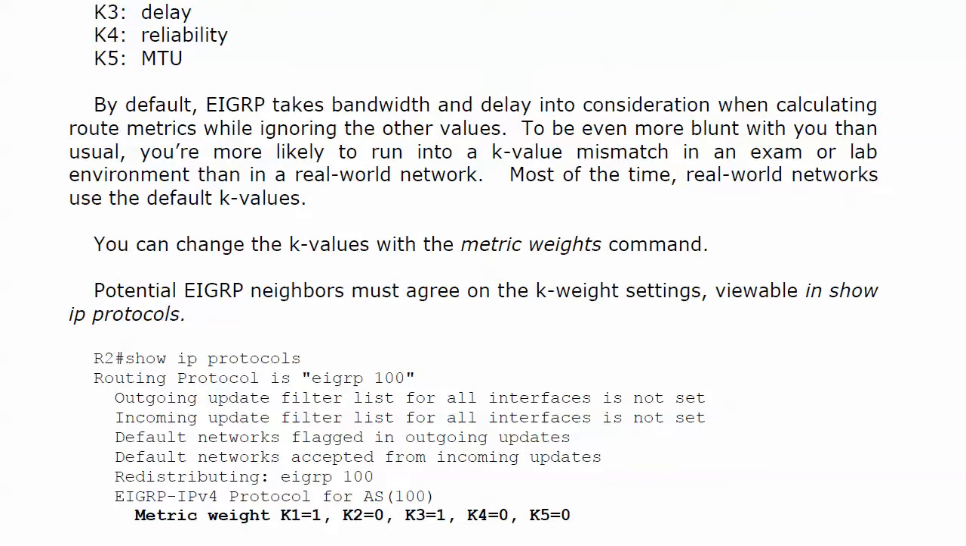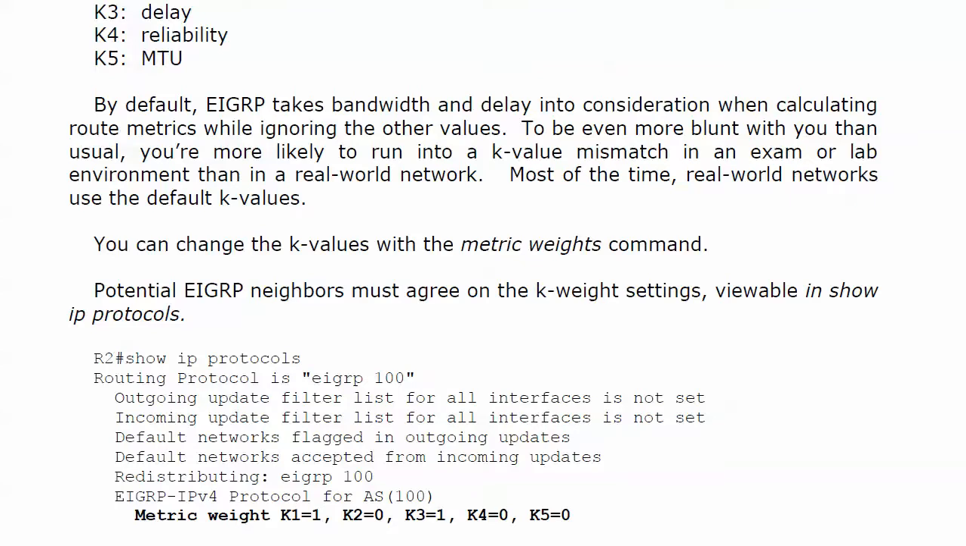Now, I'm always real world with you, I'm always blunt with you, but I'm going to be even more blunt than usual. You are much more likely to run into some kind of K-value mismatch in an exam or a lab environment than in a real-world network, because most networks use the default K values. I'm not saying they all do, and I'm not saying the ones that change them are wrong. It's not a one-size-fits-all solution. The thing is, it's not something you're going to be changing on a regular basis.